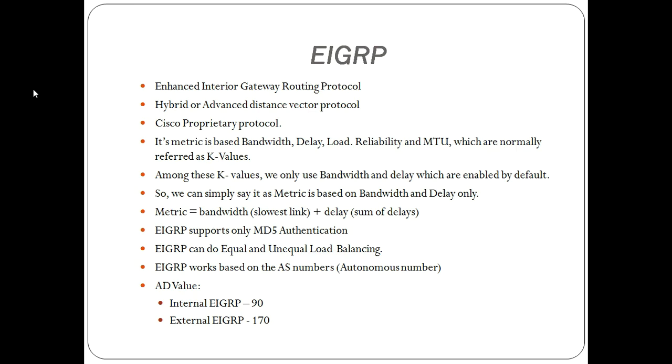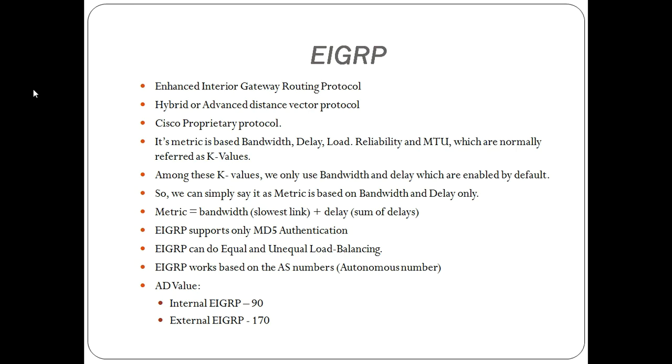What does it mean? If you have the same metric, then all the routes having the same metric will be given to the routing table. But if you have different metrics to reach a particular destination, those metrics will not be given to the routing table. Only the best metric will be given to the routing table. That's what is a normal, equal load balance.